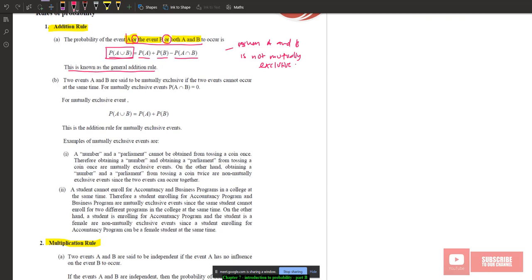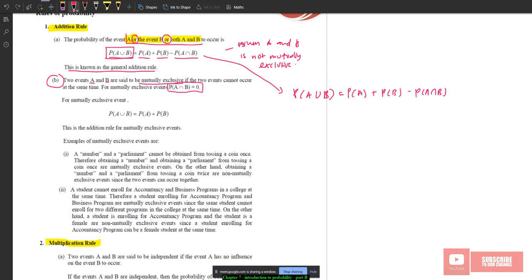So let's say another condition, when A and B are said to be mutually exclusive events. When A and B are mutually exclusive events, it means the probability of A intersect B is 0. So by default, you need to understand this formula only. The probability of A or B or both A and B to occur is the probability of A union B, which is equal to probability of A plus probability of B minus probability of A intersect B, right?